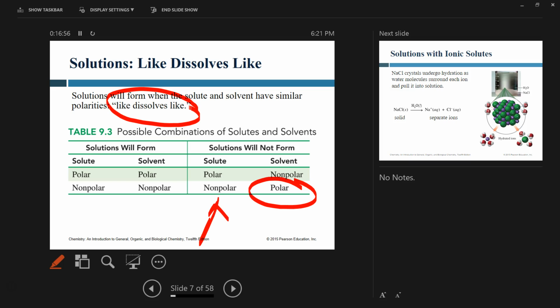So basically, you can expect fat, like animal fat, solid fat, to dissolve in plant oil, but not in water, because both fat and oil are non-polar. Does that make sense? And it's particularly important for gases.